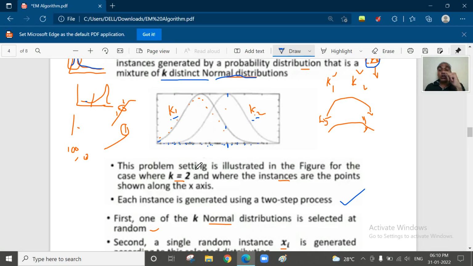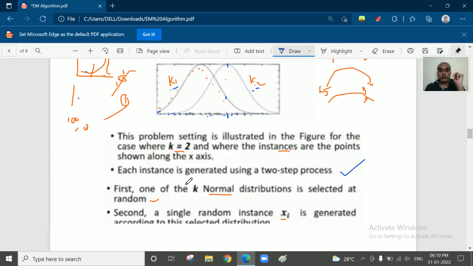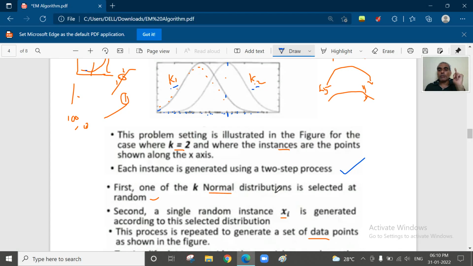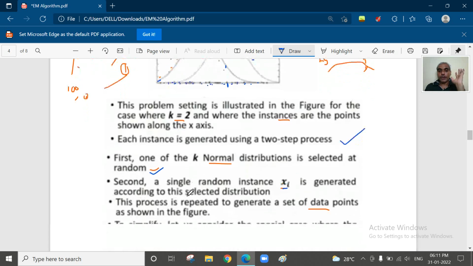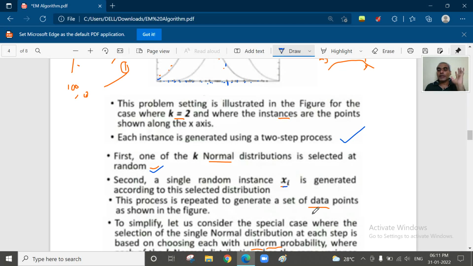It is generated in two steps, because the EM algorithm applies two steps. The first is, one of the k normal distributions is selected at random. You have two distributions, so you are going to select either k1 or k2 randomly. Then the second step, a single random instance xi is generated according to the selected distribution. Suppose you take the k1 distribution, then for this k1 distribution you select one instance xi. This process is repeated to generate the set of data points. Like this, you are going to generate 20 data points, because 20 data points are missing, right?